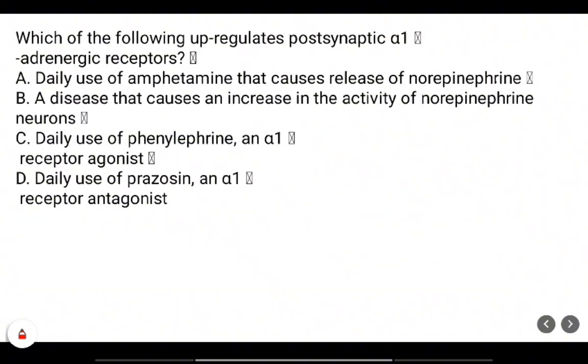Next, which of the following upregulates postsynaptic alpha 1 adrenergic receptors? Postsynaptic. As you know, upregulation of receptors occurs when receptor is activated lower than normal, such as when the receptor is continuously exposed to an antagonist for that receptor. Down-regulation of receptors occurs when receptor activation is greater than normal because of continuous exposure to an agonist. So the correct answer is D, because of daily use of prazosin, which is an alpha 1 antagonist.